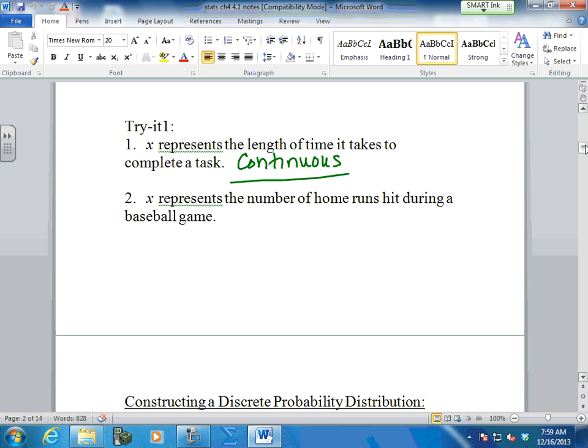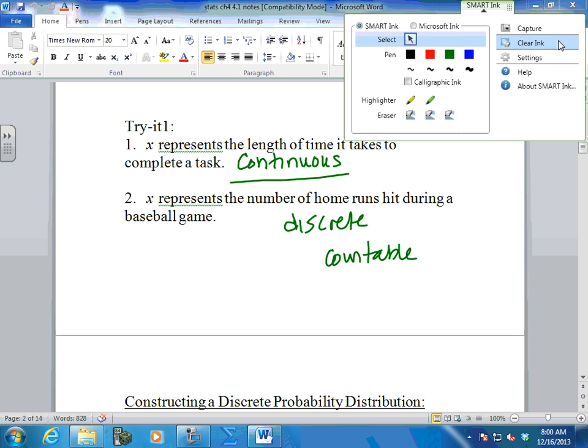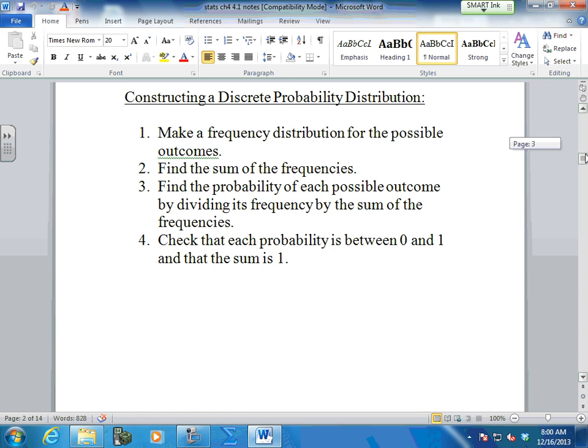Okay, how about X represents the number of home runs? Alright, we got this time, right? No, no. We're letting somebody else go. Catherine, what would you say? Discrete. Thank you. These are countable. Nobody ever hit a home run and a half, right? That's something you don't see too often. Okay. Well, isn't half a home run a ground rule double? Yeah, but that's half a home run. Okay.